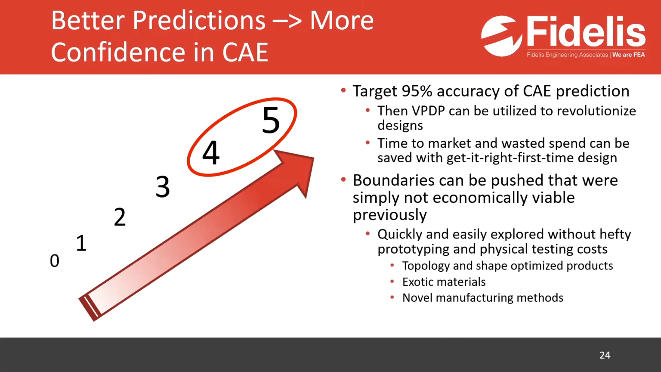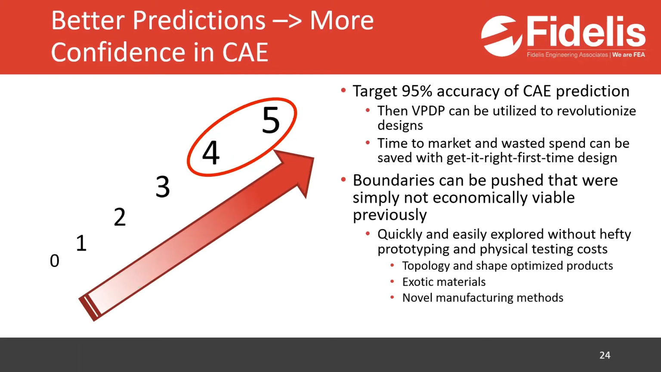At this point, we think we should be towards this 95% accuracy of CAE, and we can slowly start to build in virtual product development methods. Our time to market and wasted spend can be significantly reduced with this get it right first time design methodology.